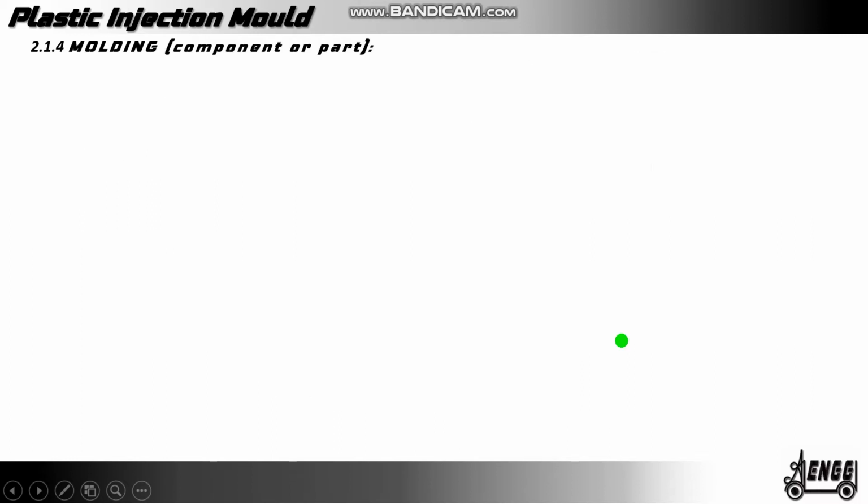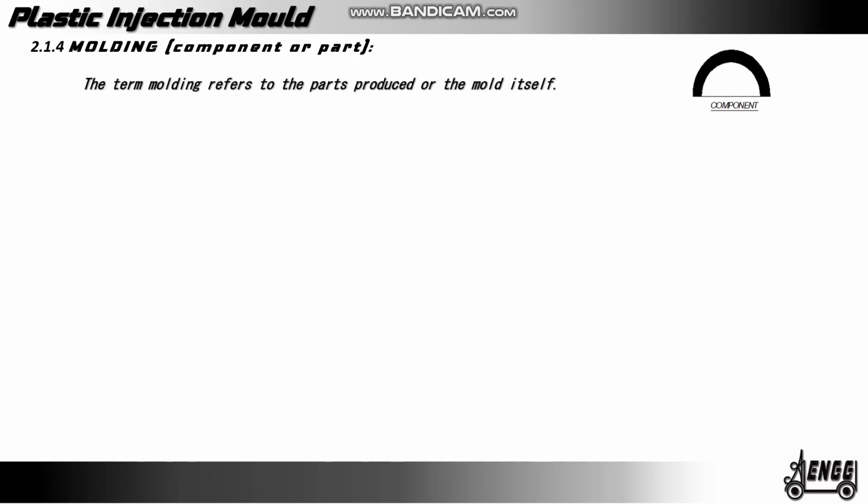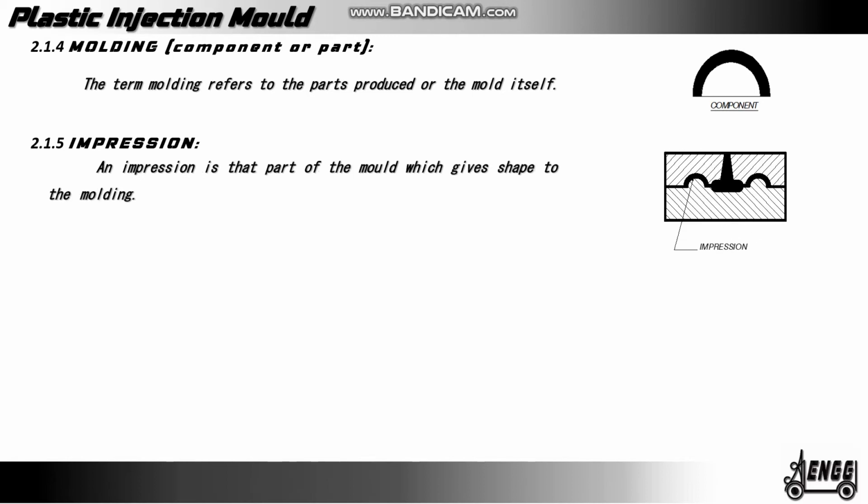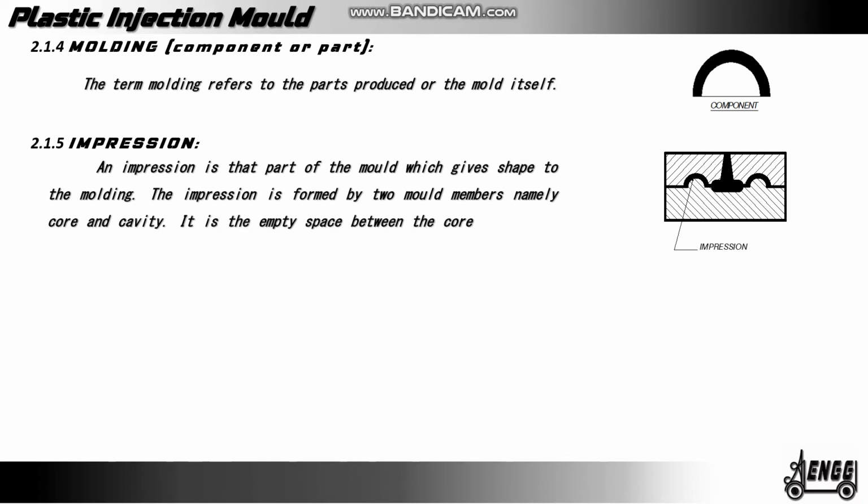Molding or component or part. The term molding refers to the parts produced or the mold itself. Impression. An impression is the part of the mold which gives shape to the molding. The impression is formed by two mold members, namely core and cavity. It is the empty space between the core and cavity when they are closed.